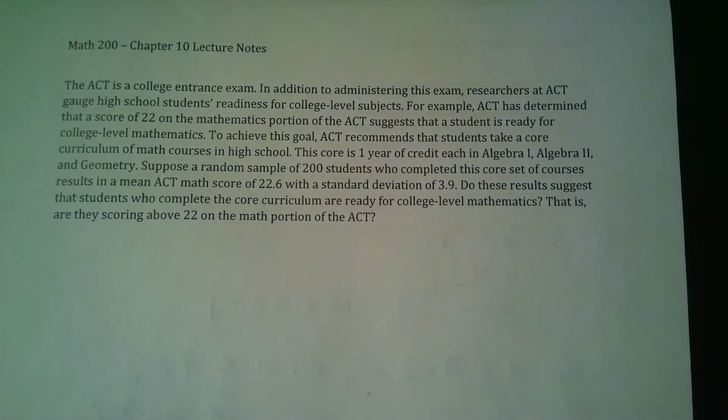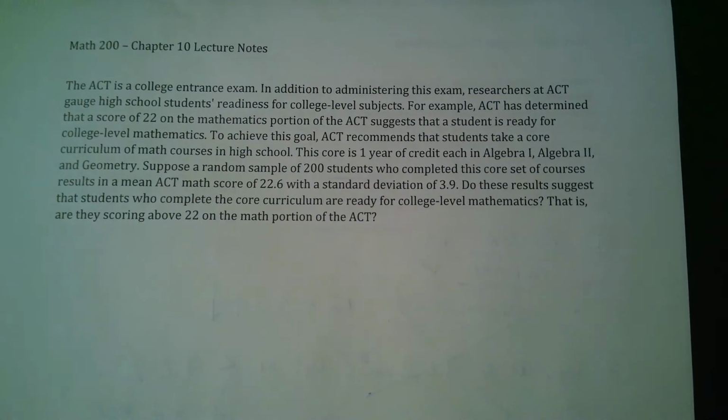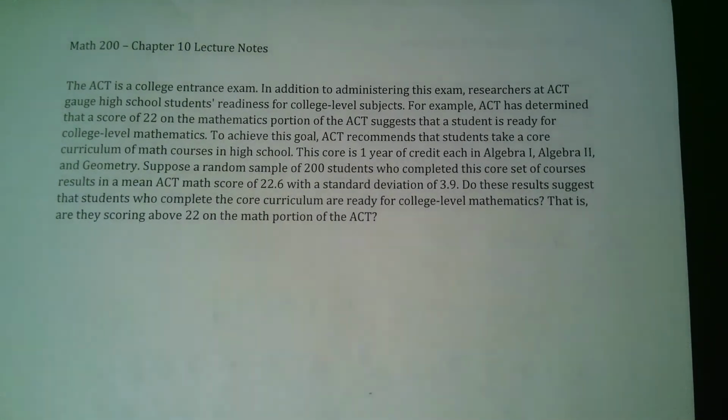So let's do another example before we move on to something different. Let's try one more. This one is stating that the ACT is a college entrance exam. In addition to administering this exam, researchers at ACT gauge high school students' readiness for the college level subjects. For example, ACT has determined that a score of 22 on the mathematics portion of the ACT suggests that a student is ready for college level math. To achieve this goal, the ACT recommends that students take a core curriculum of math in high school, which is one year of Algebra 1, 1 year of Algebra 2, and 1 year of Geometry, which is generally taken in your freshman, sophomore, and junior years.